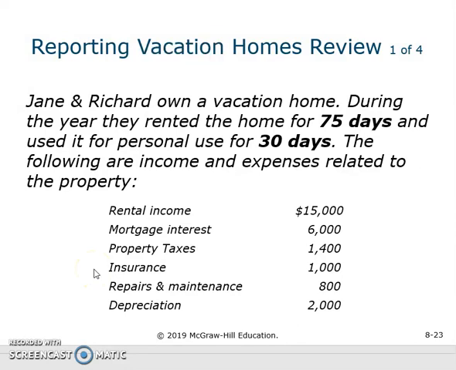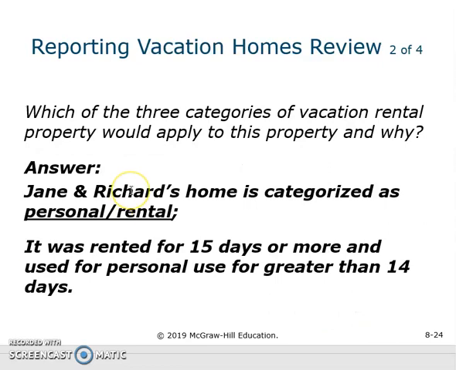So we have Jane and Richard. They own a vacation home. During the year, they rented the home for 75 days and used it for personal use for 30 days. We have the following income and expenses for the property. We have rental income of $15,000, mortgage interest of $6,000, property taxes of $1,400, insurance of $1,000, repairs and maintenance of $800, and depreciation of $2,000. So which of the three categories of vacation rental property would apply to this property?